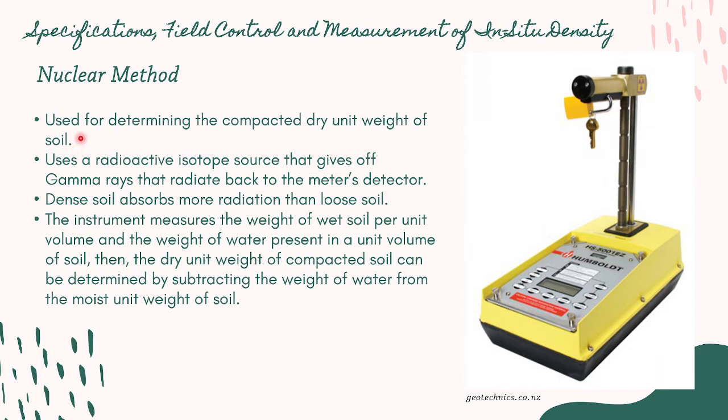So for the nuclear method, this uses a device. It uses a radioactive isotope source which gives off gamma rays that radiate back to the meter's detector. According to Braja Das, dense soil absorbs more radiation than loose soil. So the instrument measures the weight of the soil per unit volume and the weight of water present in the unit volume of soil. Then the dry unit weight of compacted soil can be determined.